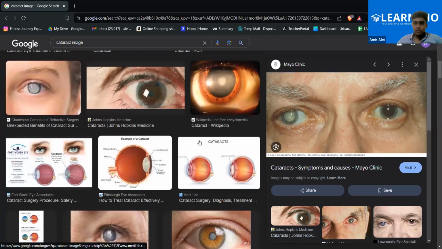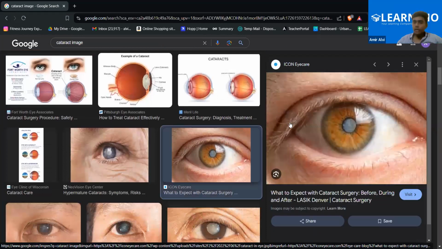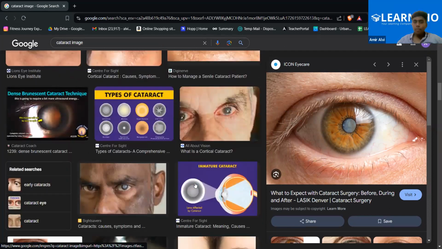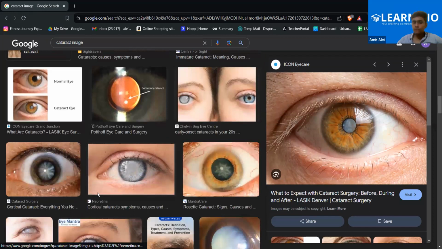Yes. Okay. So look, here it is. It is basically the starting of the cataract, because it is covering the pupil. It does not allow the light rays to enter. Okay. So these are the examples of the cataract, as you can see from the screen.